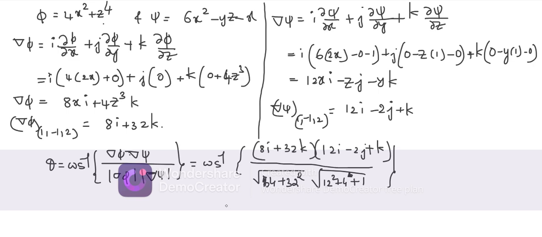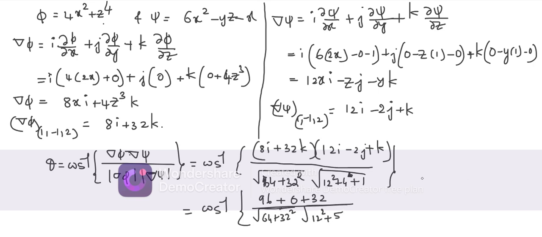Right? Okay, so that is nothing but cos inverse of, 8 times 12 is 96, plus the coefficient of j is 0 here, 0 into -2 is 0, plus 32 into 1, which is 32, divided by the square root of 64 plus 32 square, and the square root of 12 square plus 4 plus 1. You can do the further simplification, and that is the required angle between the two surfaces.